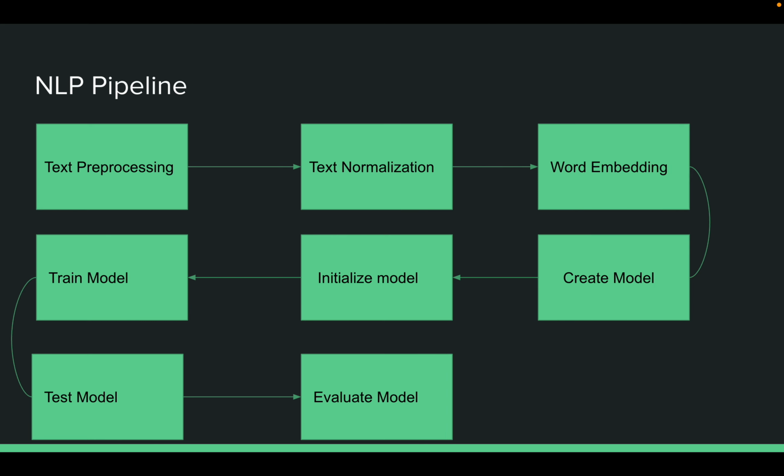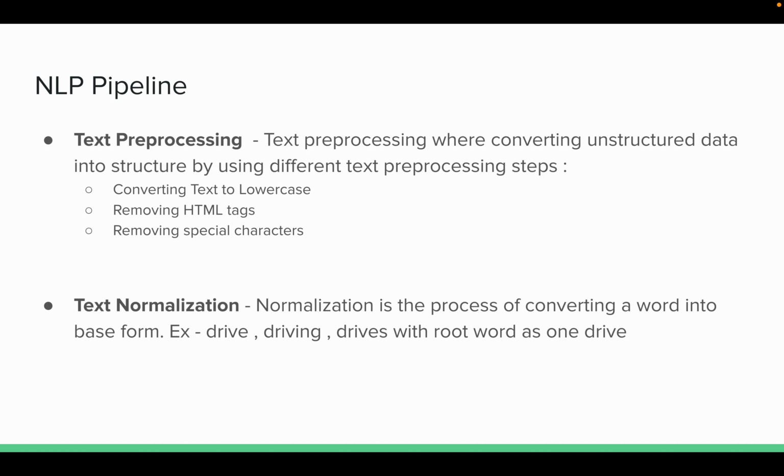Whenever you are doing a problem related to NLP, the first step is the text pre-processing step. Text pre-processing is one of the most important steps. I'll go line by line. In text pre-processing, you are converting unstructured data to structured data. This means that whenever your text data has some uppercase and some lowercase, you convert everything to lowercase. This is the first step you can do.